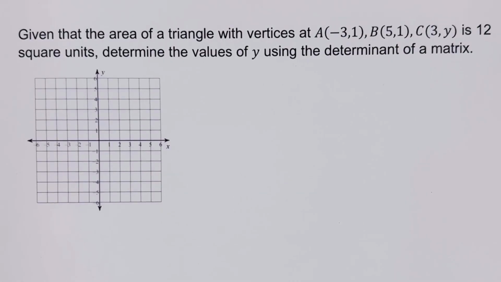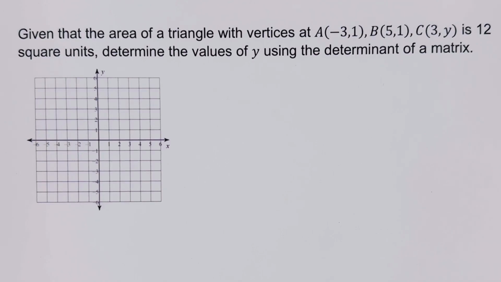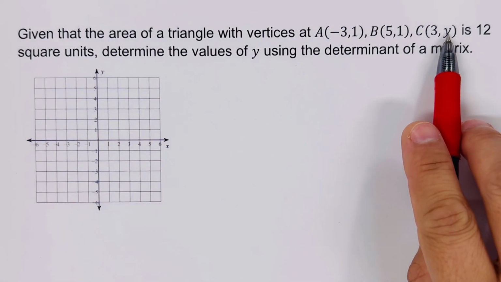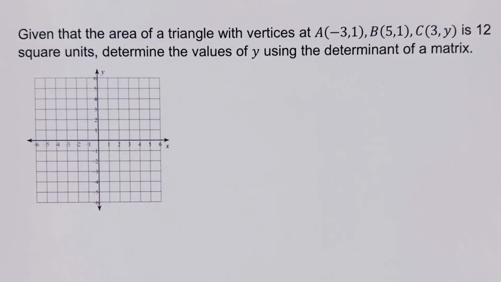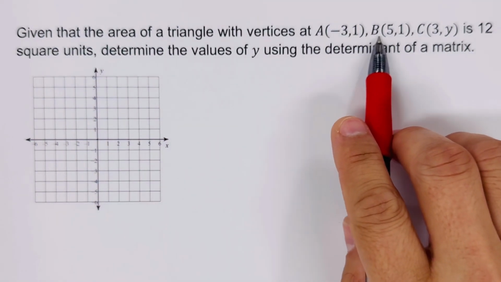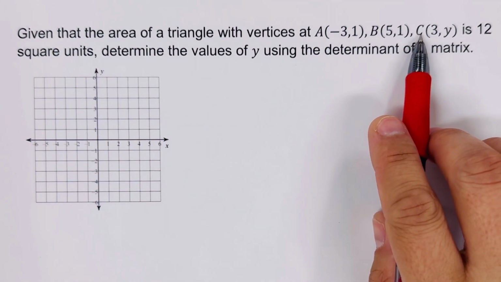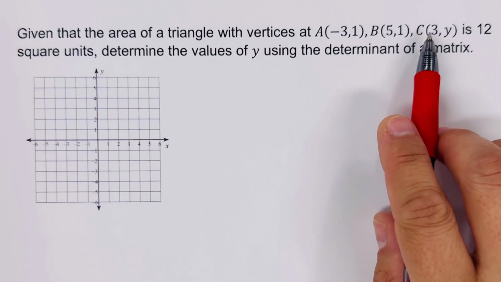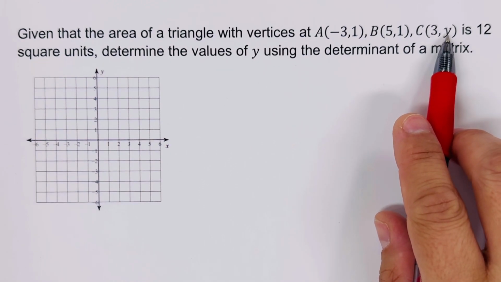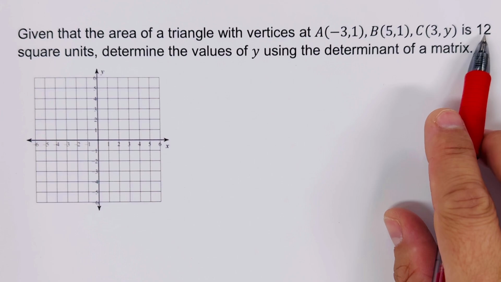Hello everyone. This video will show how to determine the missing y coordinate of one of the vertices of a triangle using the determinant of a matrix. Now let's go over this example. So we're given a triangle with vertices A, B, and C, and we can see that our vertex C has a missing y value. And the area of this triangle is 12.